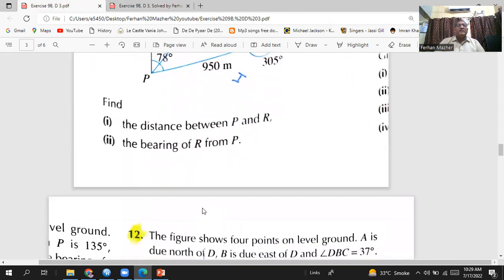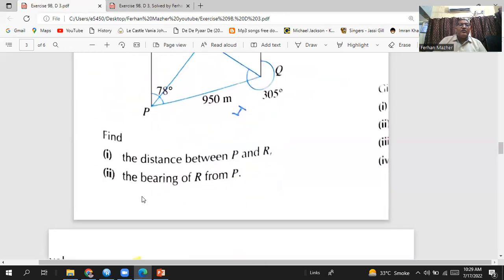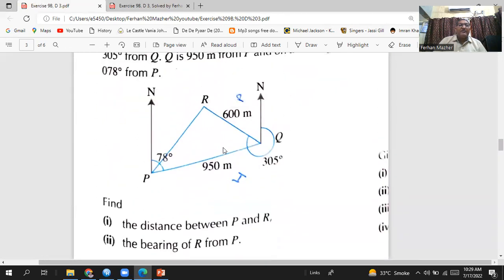The question is the distance between P and R. They want us to find this distance. And they want me to find the bearing of R from P. Okay. So very easily I can find this side if I can find this internal angle here. So I will try to find out this internal angle, and let's see how we can do that.